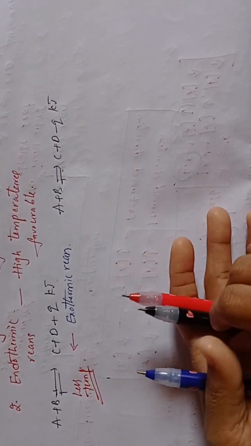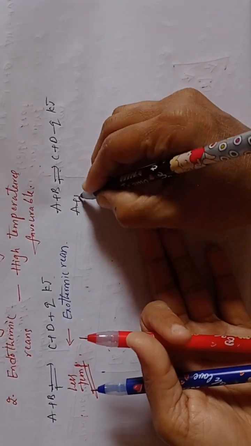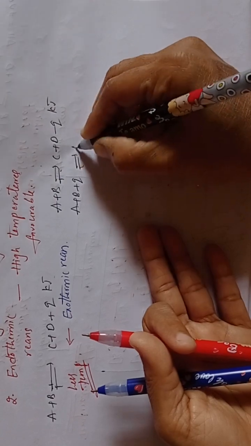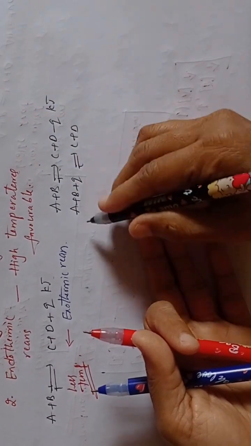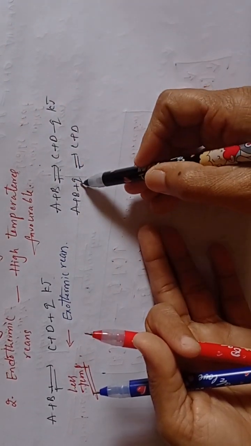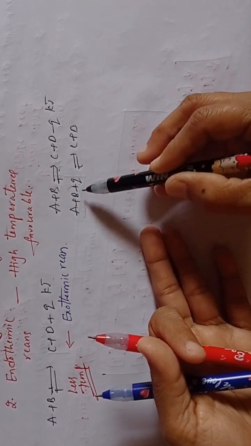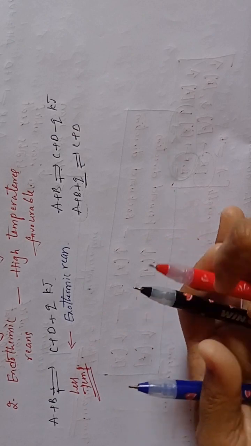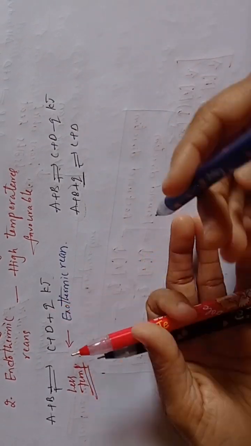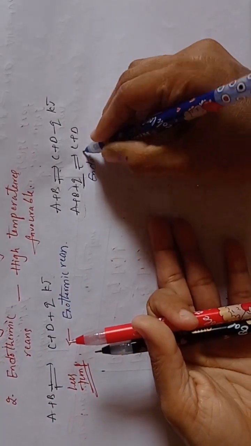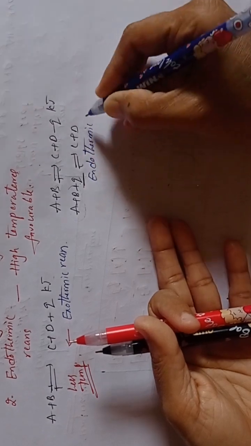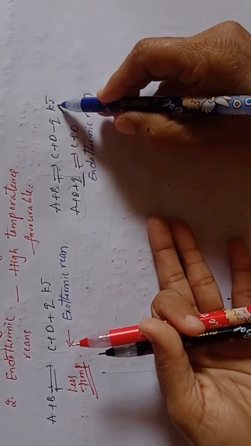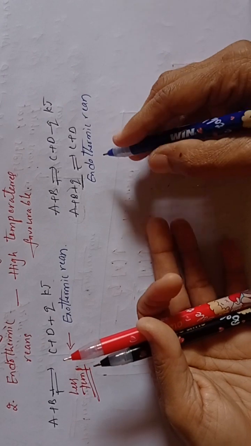So that means the reaction will become A plus B plus Q gives rise to C plus D. This minus Q, I am taking to the left-hand side, then it will convert into plus Q. That means the reactants absorb heat and convert into the C and D products. So that means it is which reaction, students? Endothermic reaction. So here you have to identify minus Q kilojoule is there, endothermic reaction.